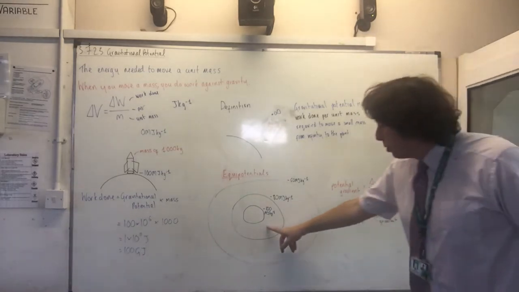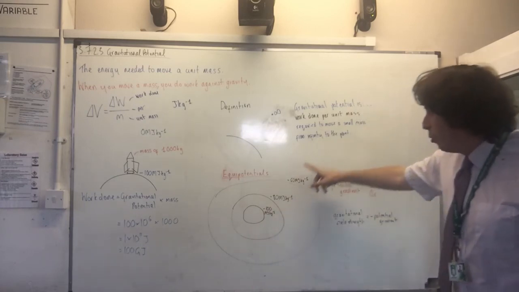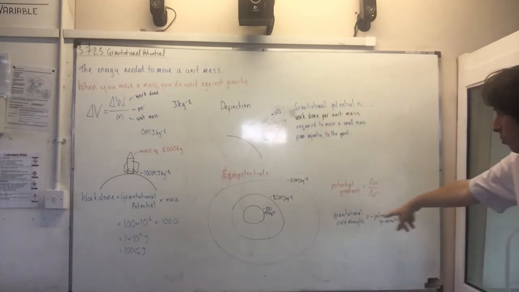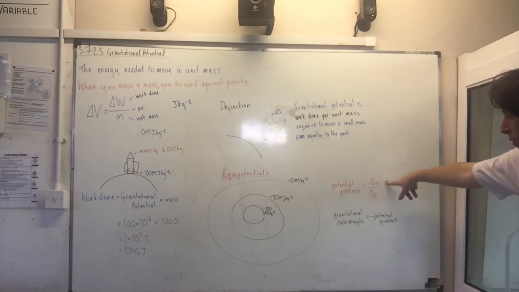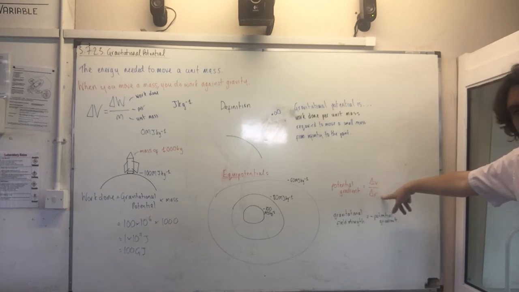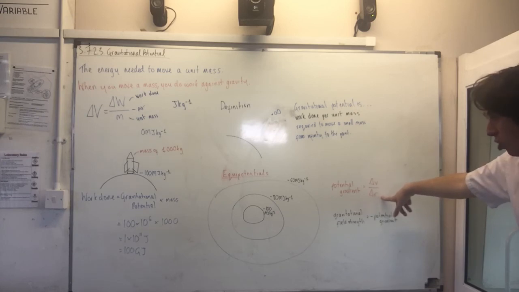We refer to this as a potential gradient when we're moving away from the Earth due to this change in potential. Potential gradient is this value of gravitational potential divided by the change in separation, which I'm using the letter R, and you'll be familiar with the concept of radius. You must refer to it as change in separation, however.